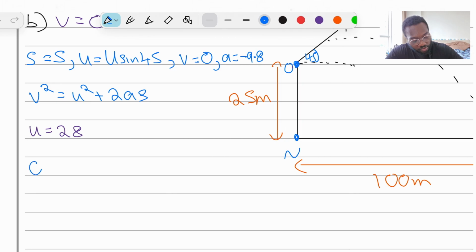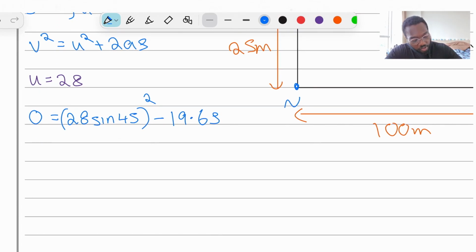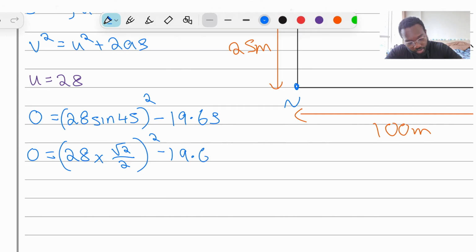So we're going to have 0 is equal to, now, U sin 45. So it's going to be 28 sin 45, and it's going to be all of that squared, okay? And that'll be plus 2 times minus 9.8, so that'll just be minus 19.6 s. Now we know what sin 45 is. We know sin 45 is root 2 over 2, so we can just change this to make it 28 times root 2 over 2, and then that'll be all squared minus the 19.6 s.